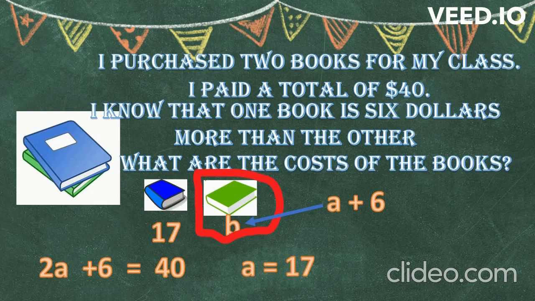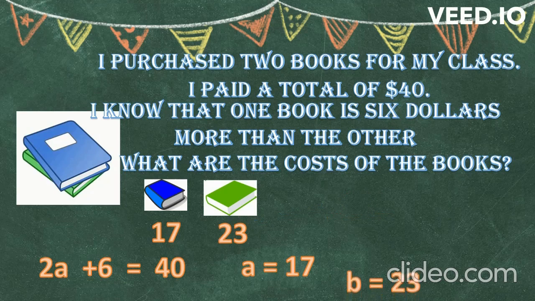We have calculated A. The cost of first book is 17. Let's calculate B now. B is A plus 6, right? A is nothing but 17, so 17 plus 6. That makes 23. So the cost of the second book is 23.